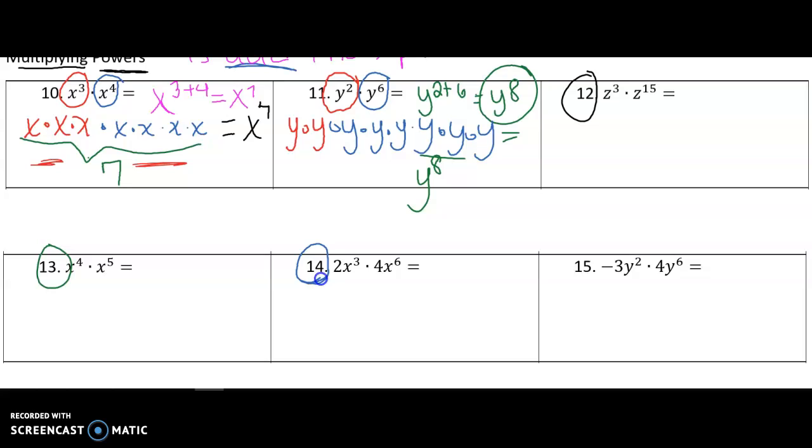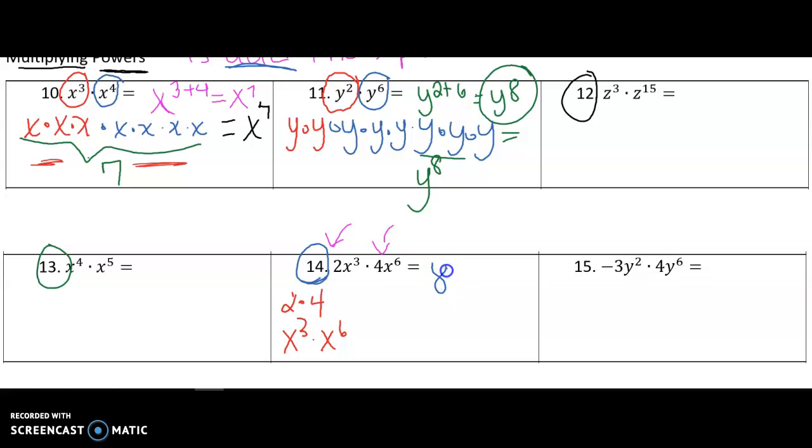This one is a little bit different because I have this 2 in the front and this 4 right here. But remember, guys, we are multiplying, so all we have to do is multiply. So I'm going to do 2 times 4, and I'm going to do x to the 3rd times x to the 6th. Notice that I'm combining like terms. The 2 and the 4 are coefficients, the x to the 3rd and x to the 6th have a common base. So I'm going to do these both separately.